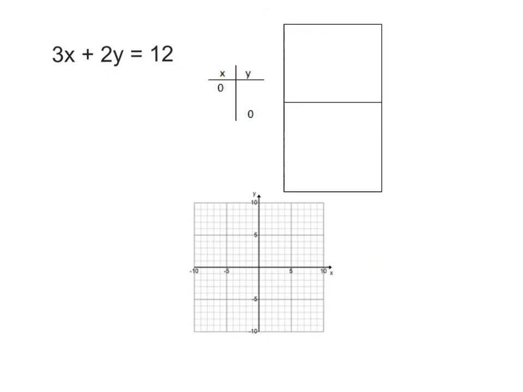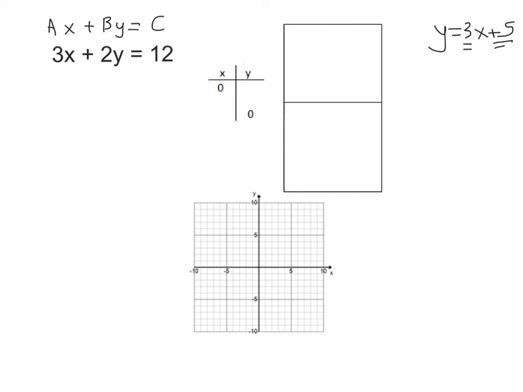Here's an example of an equation in standard form, like ax plus by equals c. Unlike slope-intercept form, where if we had y equals 3x plus 5, we were able to use the 5 to plot a point and the 3 to plot a point, we do not do that in standard form. We do not just grab the 3, the 2, or the 12 and plot them. Instead, we are going to use the teeny tiny table to find our x and y intercepts.